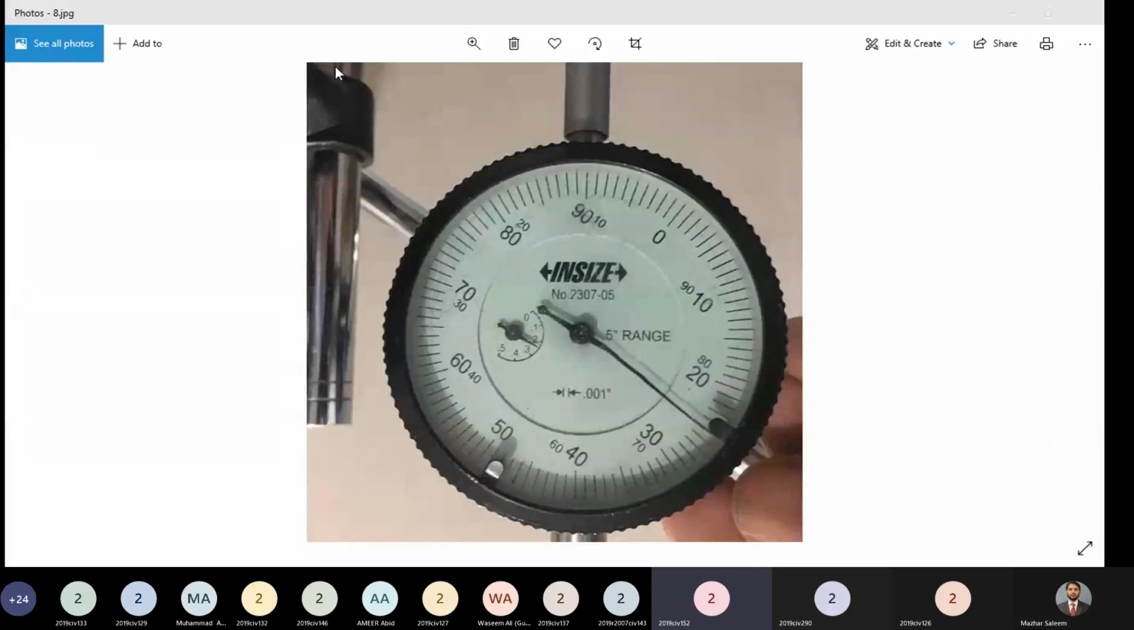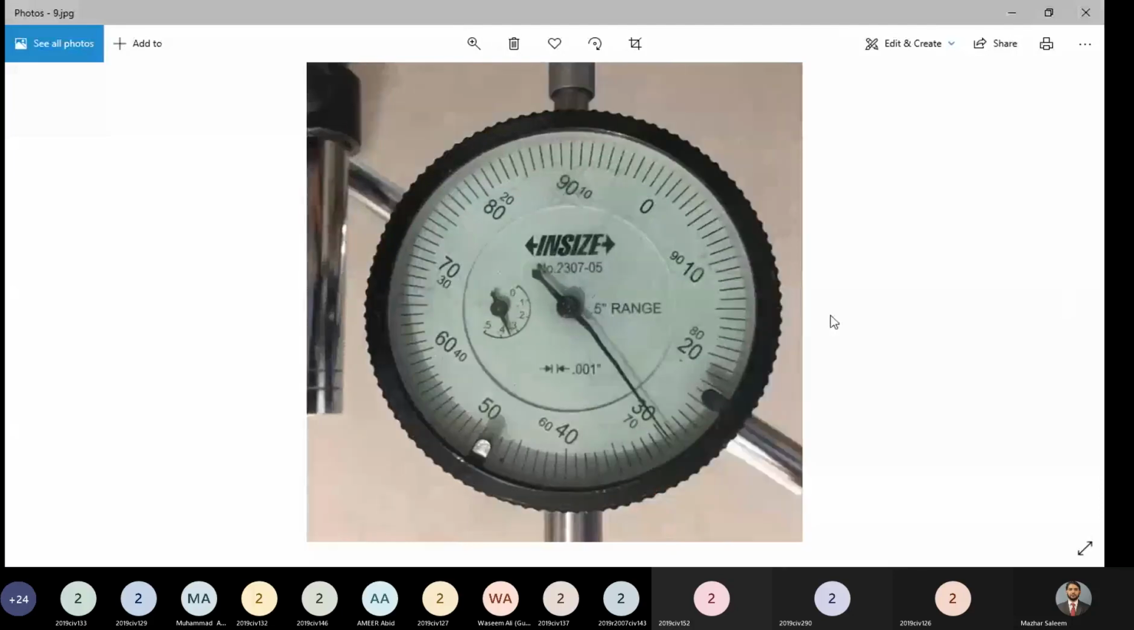Exactly. Yes. Okay, sir. All right. So let's move to another reading of deflection gauge. Here is a close-up view of another reading. And again, I tell you that in this case, the needle was rotating in clockwise direction.